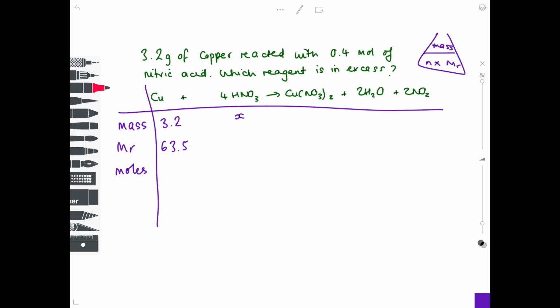You do mass divided by MR, so that's 3.2 divided by 63.5 to get 0.05 mole. And then have a look at the big numbers. We've got an invisible 1 here, we have a 4 here, and I've already taught you, you just need to pull that number across, but instead times it by 4, so you get 0.2 moles. So now we compare, we have a look at what we were given in the question. Well, we were told we had 0.4 moles of nitric acid, but we only need 0.2, so clearly nitric acid is in excess.